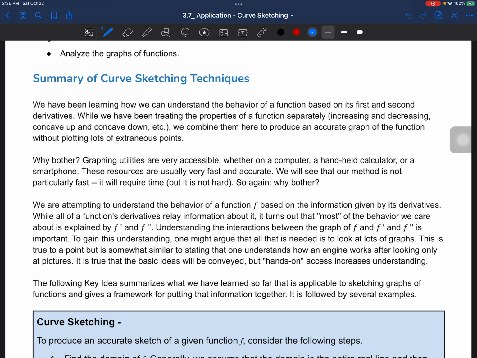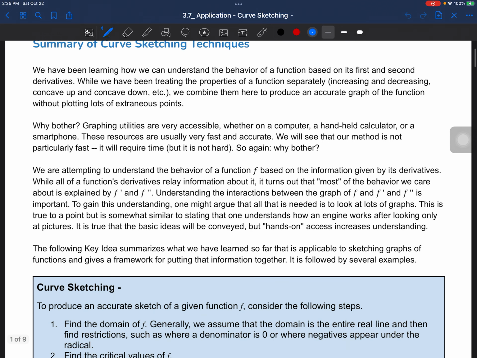But why bother? Graphing utilities are very accessible, whether on a computer, handheld calculator, or a smartphone. So these resources are usually very fast and accurate. So we will see that our method is not particularly fast. It will require time, but it's not hard.